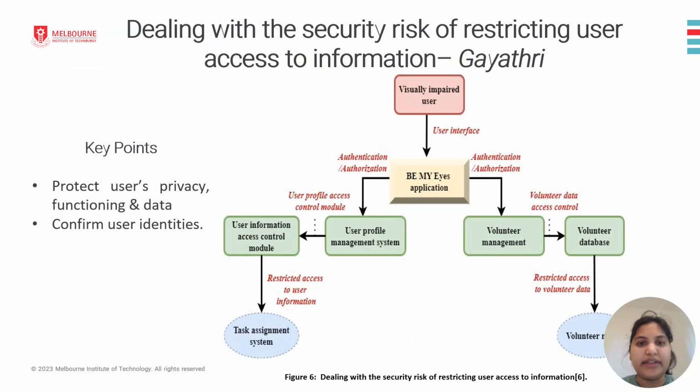Hello everyone, this is Gayatri. My individual design approach is dealing with the security risk of restricting user access to information. The Be My app connects visually impaired persons with volunteers who provide help smoothly and effectively, protecting users' privacy, functioning and data, and a strong authentication process confirms the users' identities. The profile management system keeps track of personal information of users and volunteers and limits who may access it. Specialized access control modules ensure that sensitive data is not easily accessible.